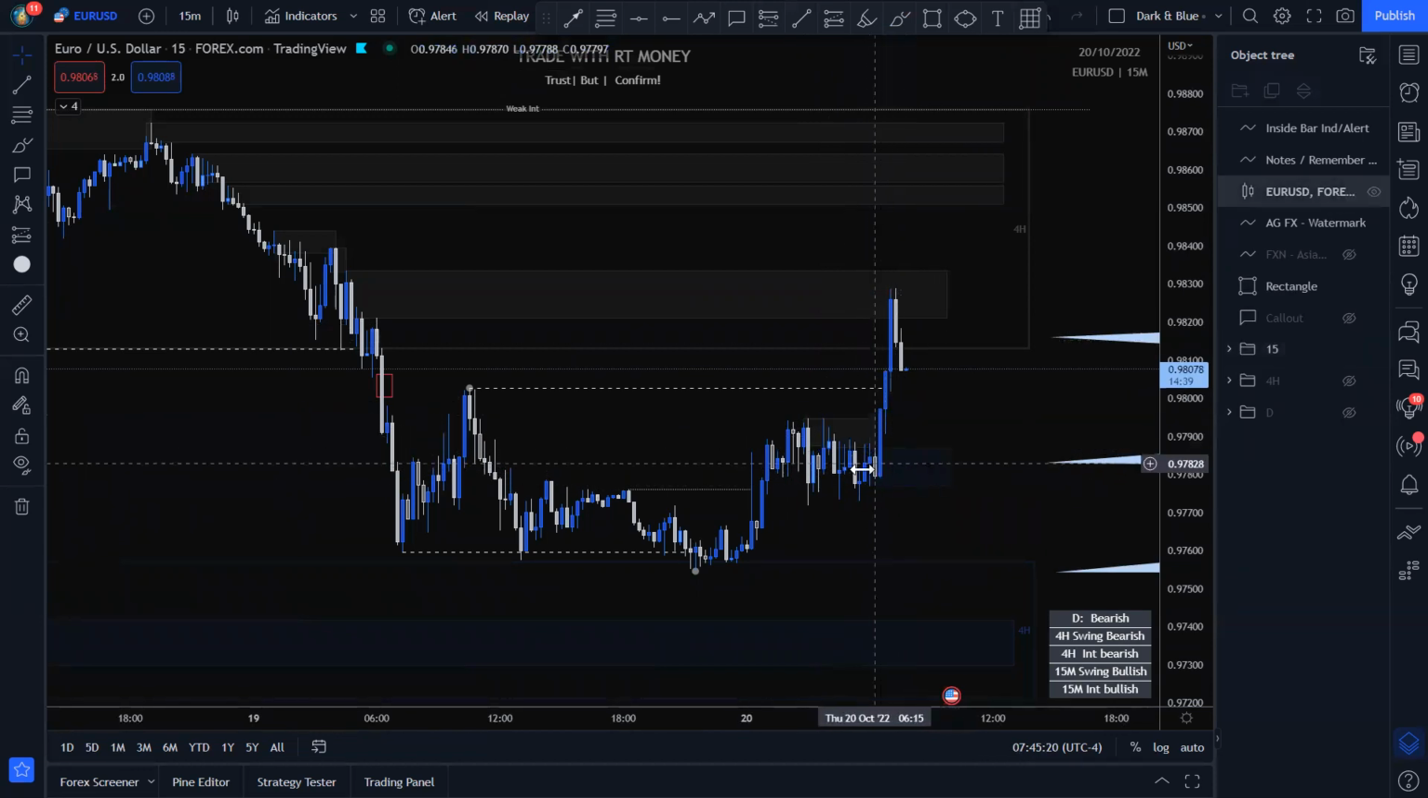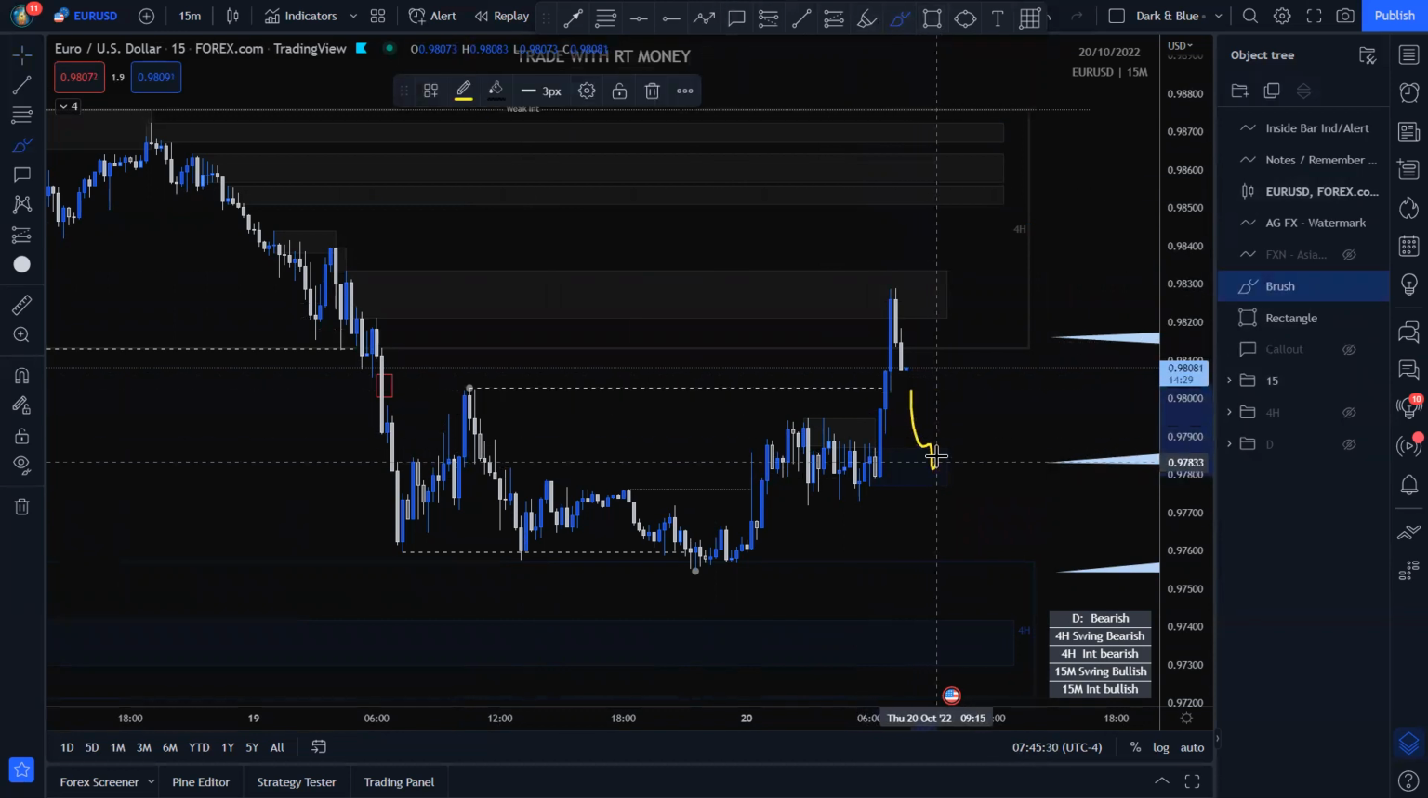And this demand zone is the one that caused that internal break of structure, an IBOS, if you will. So if price comes back here, I'm expecting it to have some strength to hold because it caused a break of structure to the upside. So we'll see.